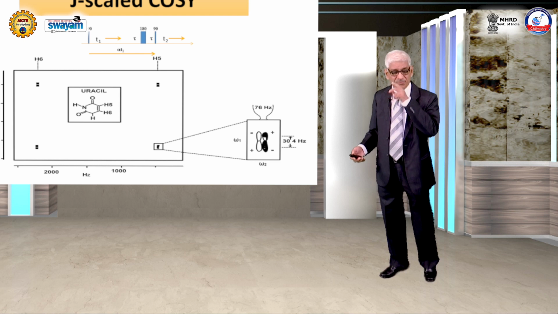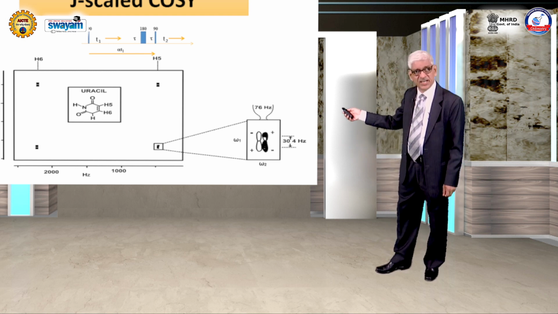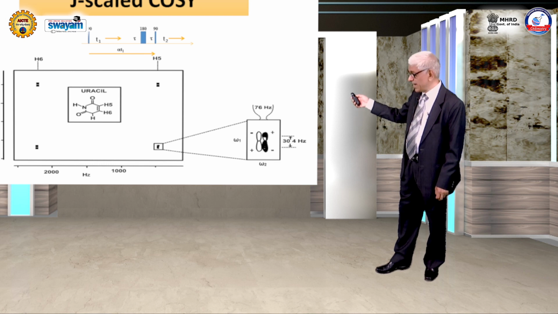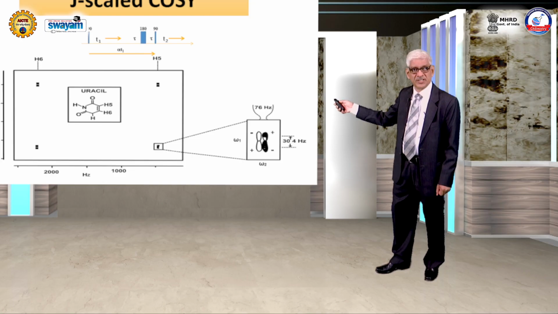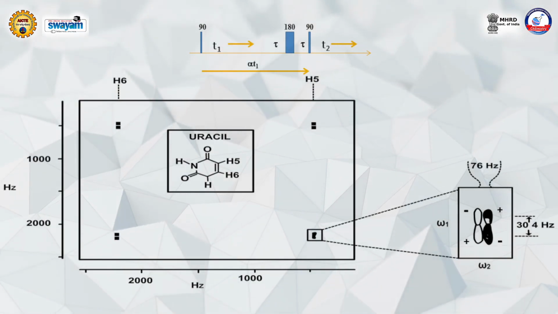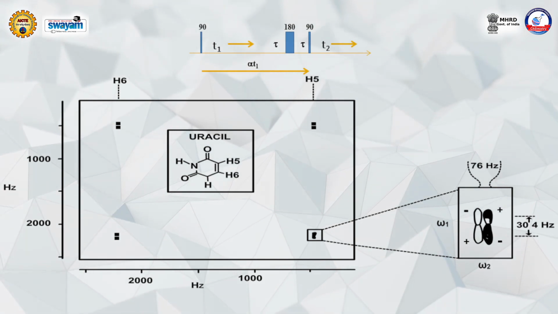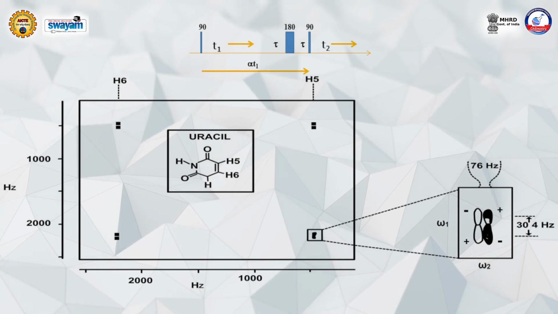and one of the other developments which has happened is called the J-scale COSY experiment, which is once again a small modification of your experimental sequence. You have the 90-degree pulse, then the T1 period, then a spin echo kind of sequence, tau 180 tau, before your 90-degree pulse.